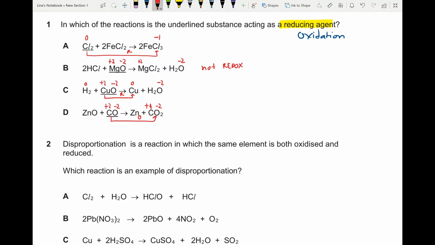There is another way to explain this. Carbon monoxide has one oxygen, but carbon dioxide has two oxygens. Therefore, you can also say that carbon monoxide gains an oxygen. Now, gaining an oxygen is oxidation. So, carbon monoxide is indeed a reducing agent because it is oxidized.